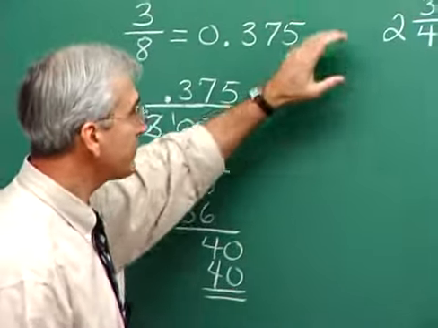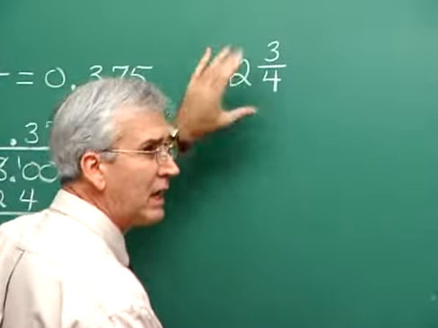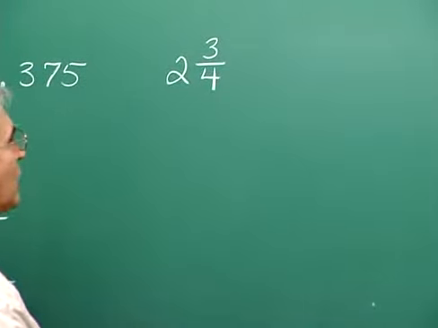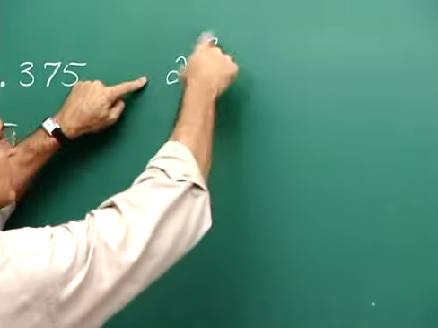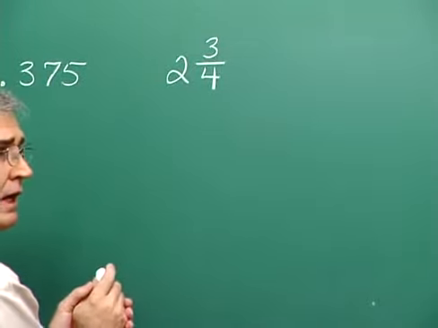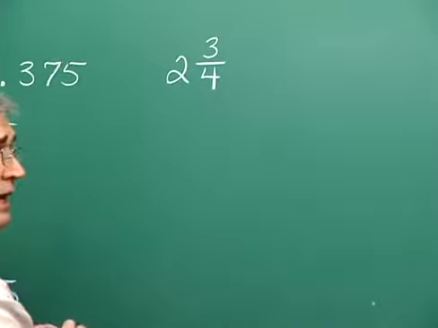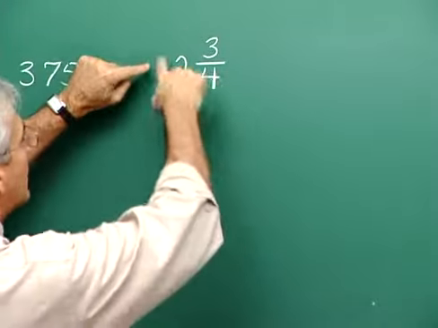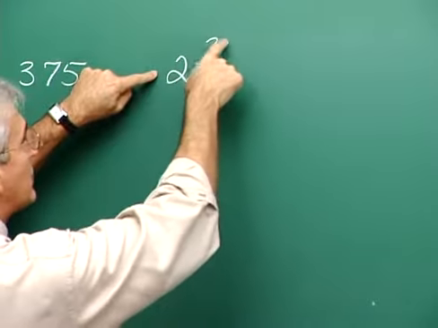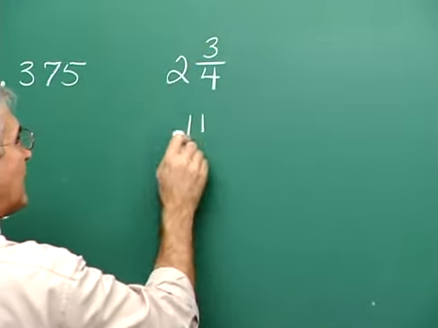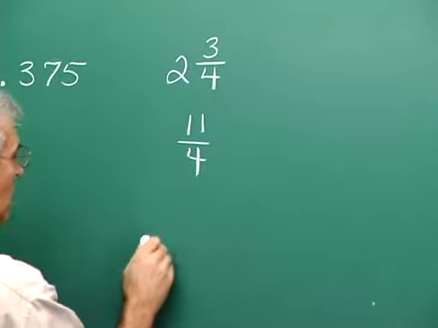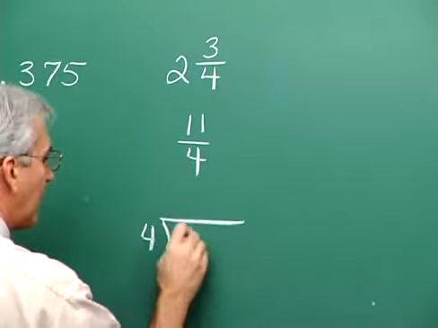Here's another one. Now 2 3/4 we can convert to a decimal form in actually 2 ways. One way is to rewrite this in a fractional form as an improper fraction, you recall, and then just follow the procedure we had here. Let me show you how that works. We would convert to the improper fraction form by saying 4 times 2 is 8, plus 3 is 11. So this is really 11/4, which means 11 divided by 4, or 4 into 11 like this.